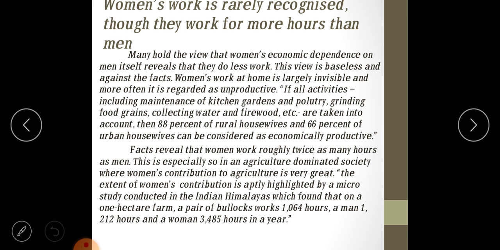Okay, many hold the view that women's economic dependence on men itself reveals that they do less work. This view is baseless and against the facts. Women's work at home is largely invisible.